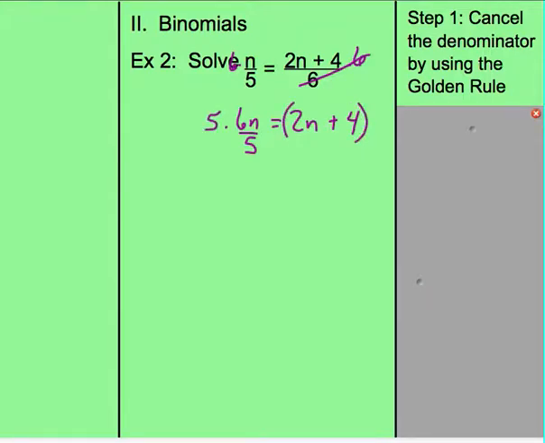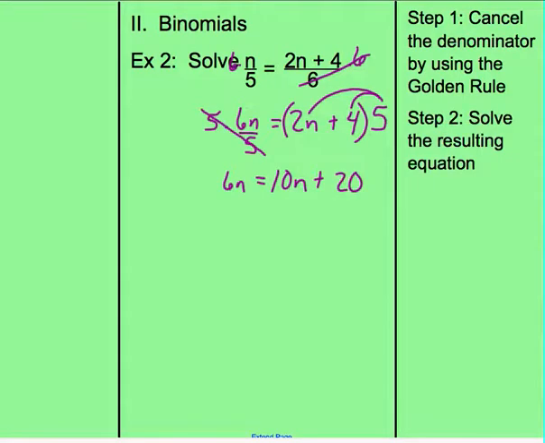Now I need to multiply the entire right-hand side by 5, and I'm going to have to use distributive property. On the left-hand side, my 5's cancel, leaving me with 6n. On the right-hand side, I get 10n plus 20. Step 2, solve the resulting equation.